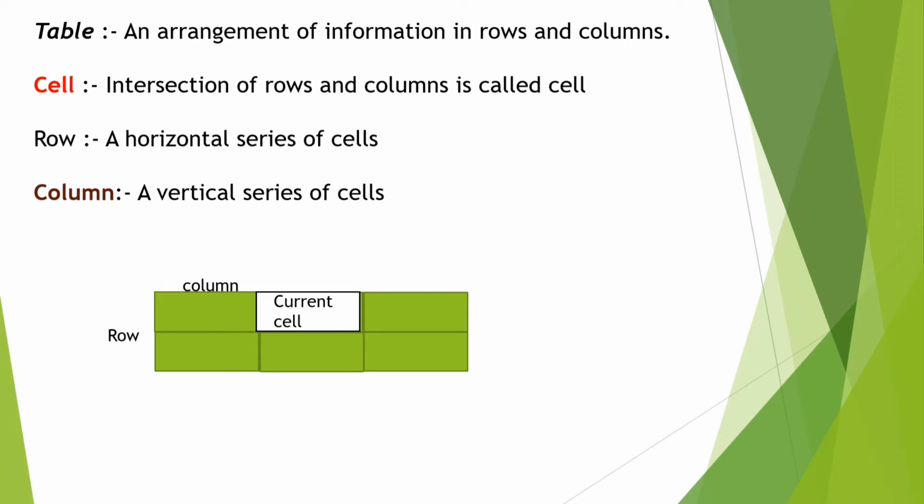Next is row. Row is a horizontal series of cells. And last one is column. A vertical series of cell is called column. Students, you can see in this table, this is a horizontal row and it is column that is in vertical series. This one is current cell.